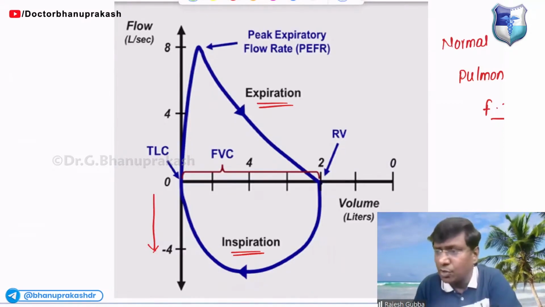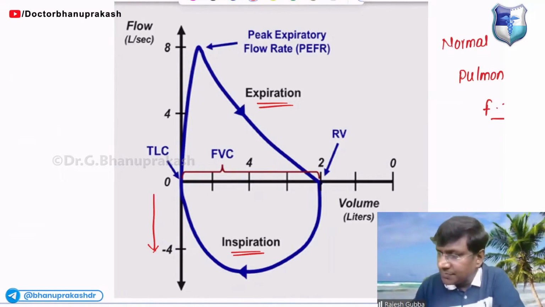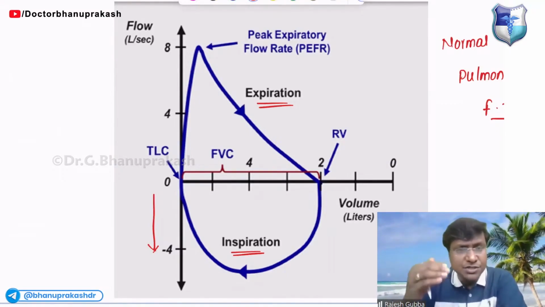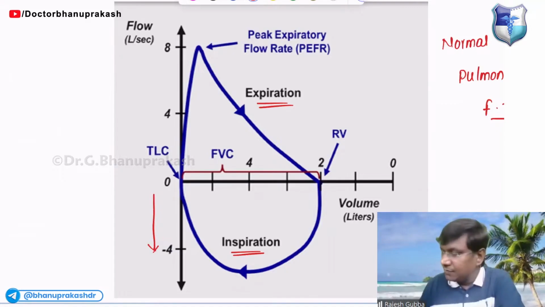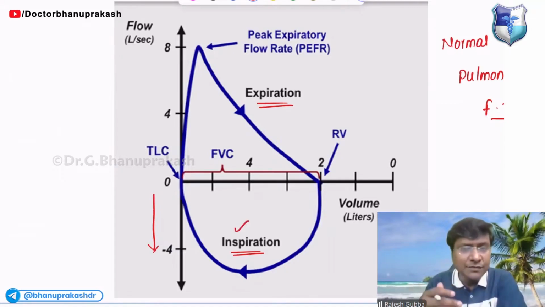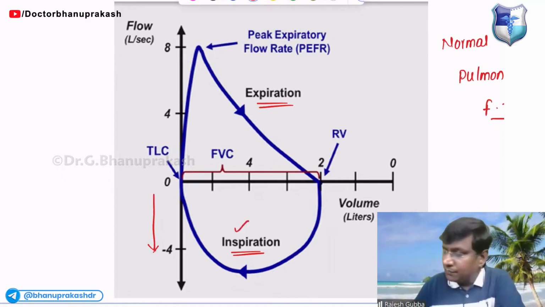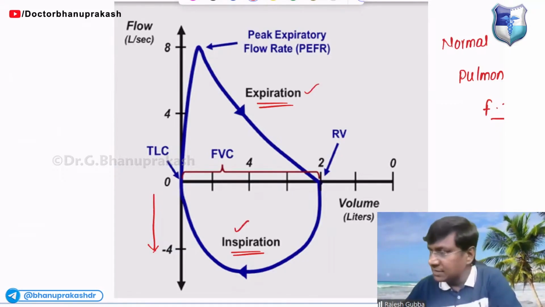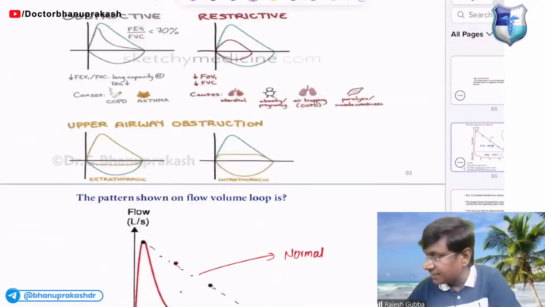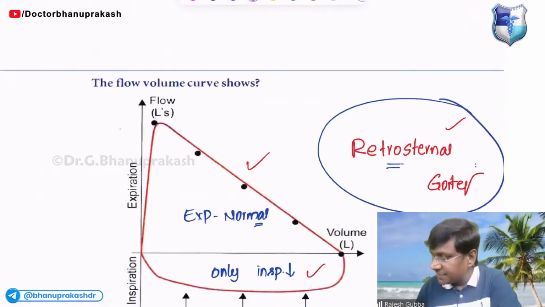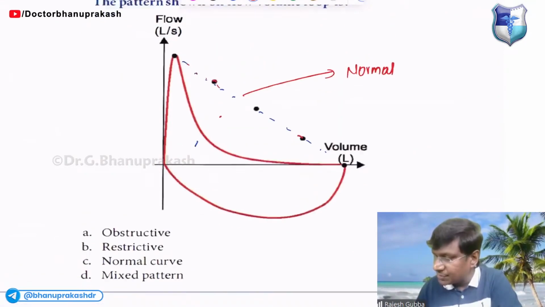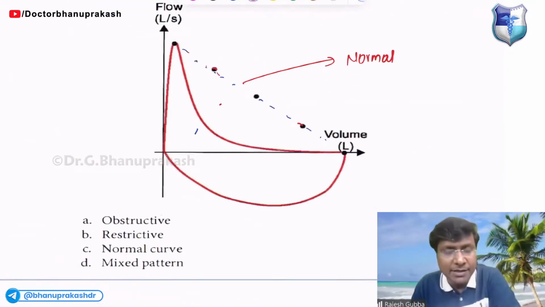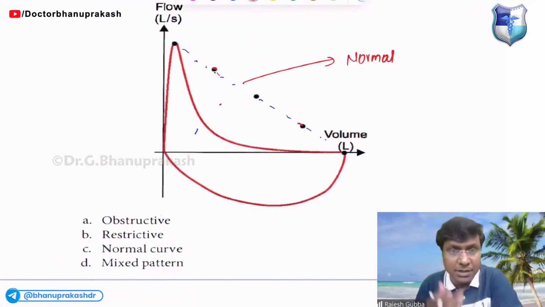In this normal flow volume curve, you can make out that the part of the curve on the lower side will be inspiration, and the part of the curve above will be the expiration. Now, what will happen to these curves in case of obstructive lung disease? In patients with obstructive lung diseases, this is the pattern of the flow volume curve.